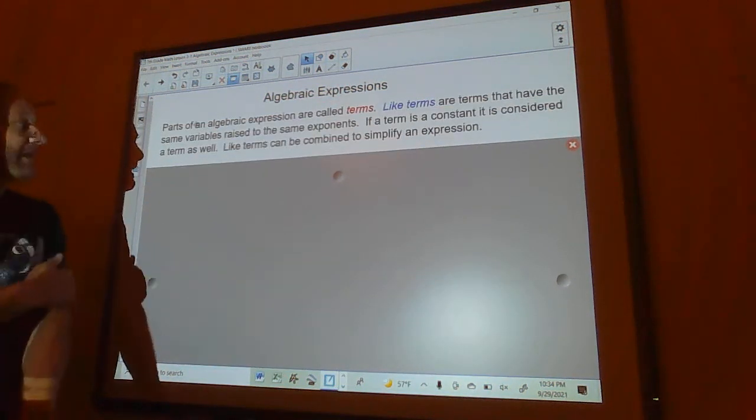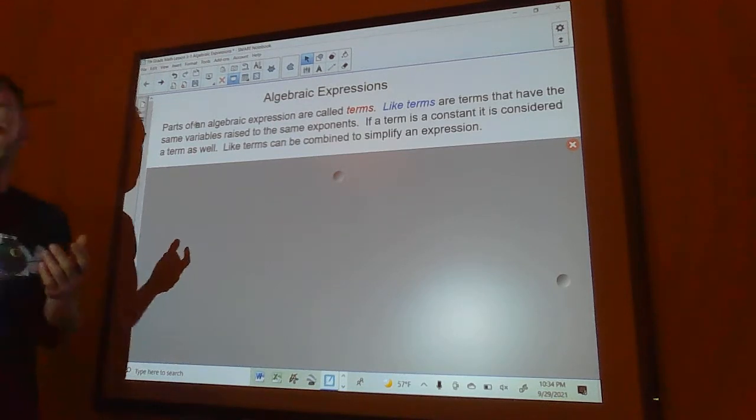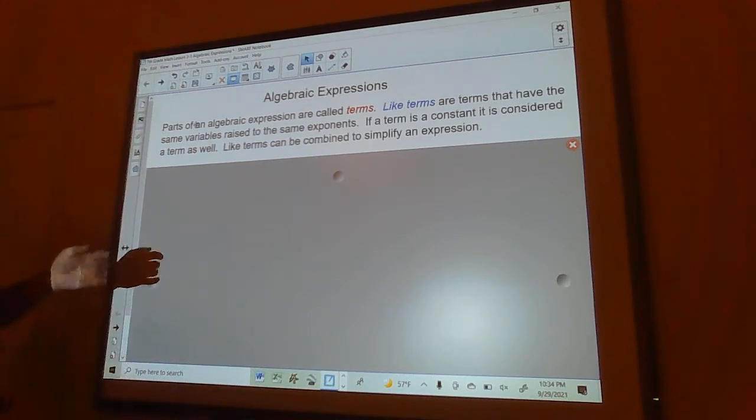So the parts of an algebraic expression are called terms, and like terms are terms that have the same variables raised to the same powers, or the same exponents. If a term is constant, it's also considered a term as well, and like terms can be combined to simplify an expression.